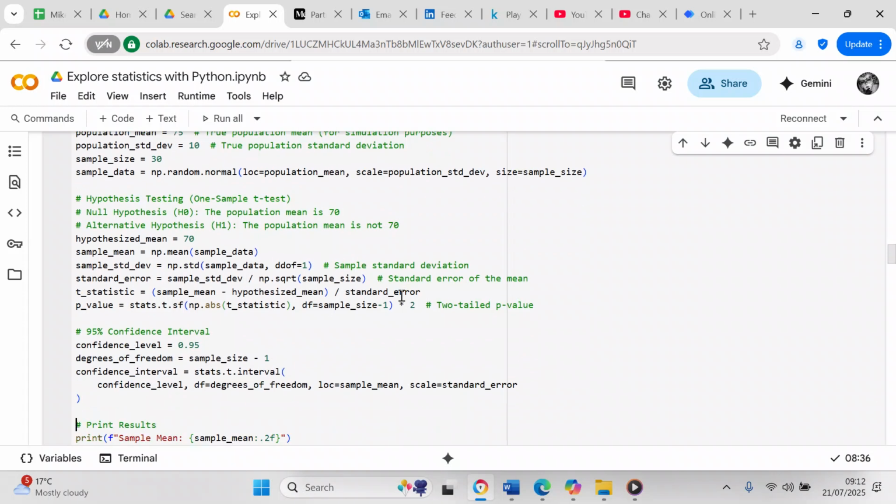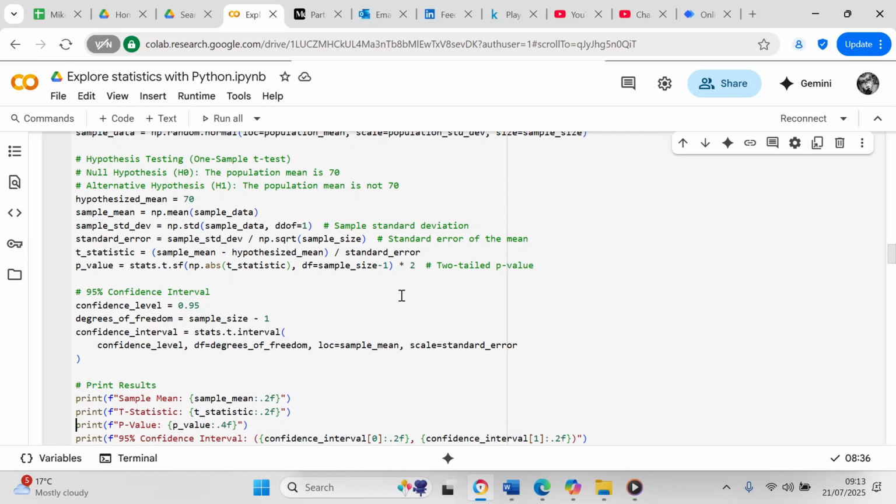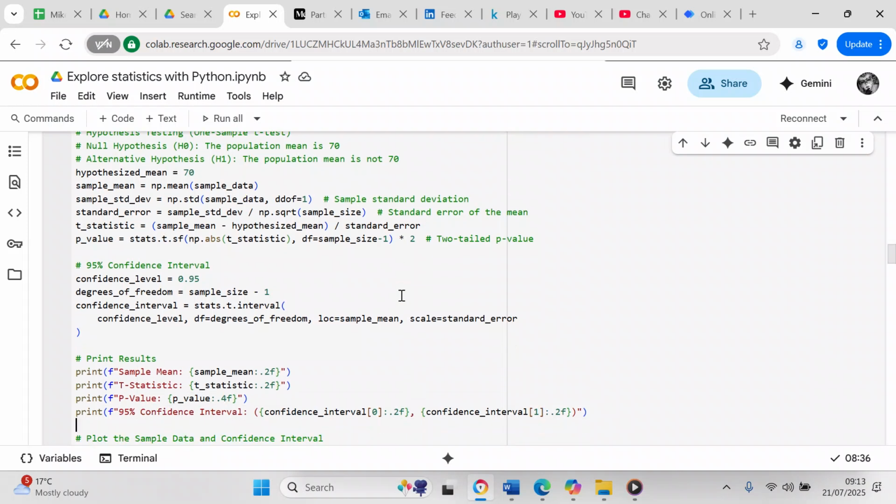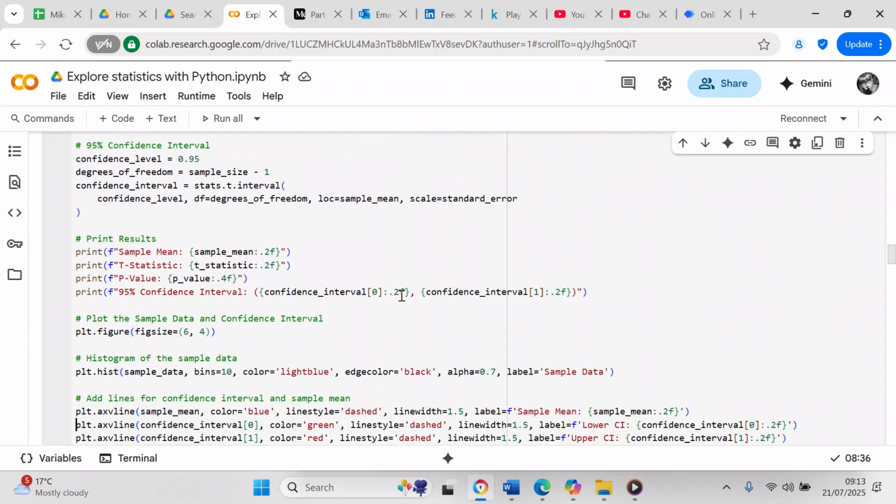We're going to calculate a 95% confidence interval. Confidence level equals 0.95. Degrees of freedom equals sample size minus 1, so that's 29. Confidence interval equals stats.t.interval, brackets, confidence level, comma, df equals degrees of freedom, comma, loc equals sample mean, comma, scale equals standard error. Now we're going to print the results: the sample mean, the t statistic, the p-value, and the 95% confidence interval.